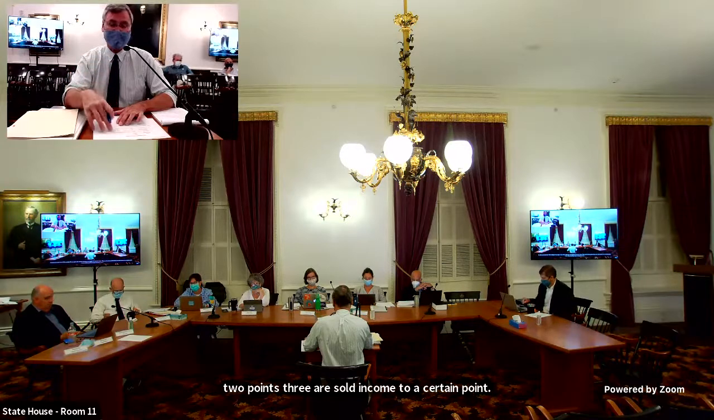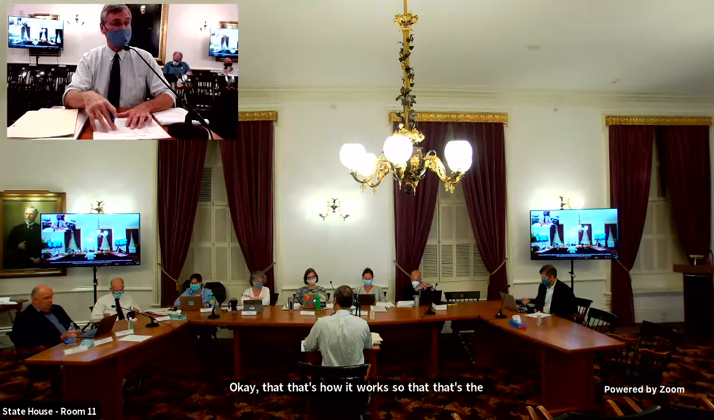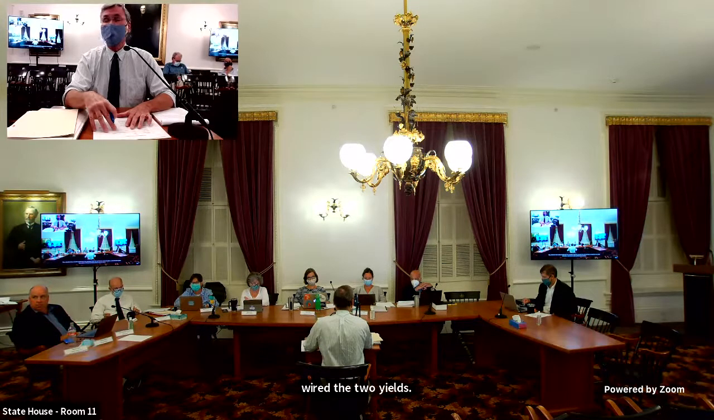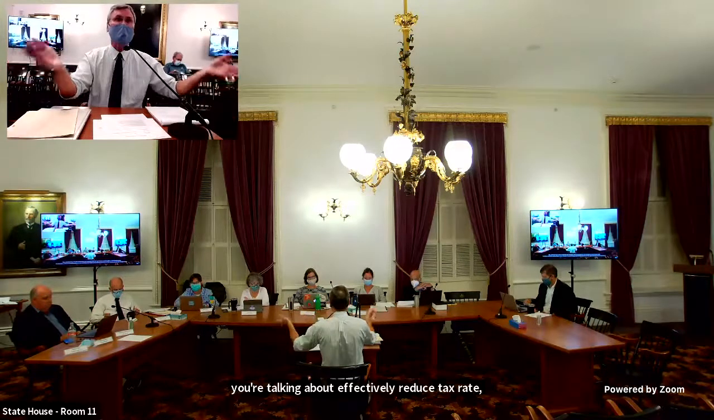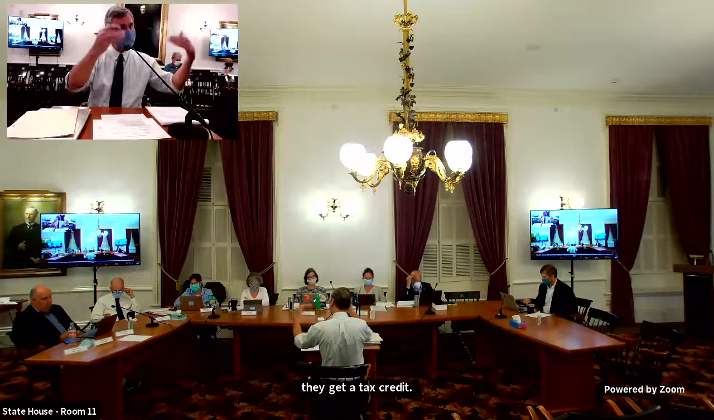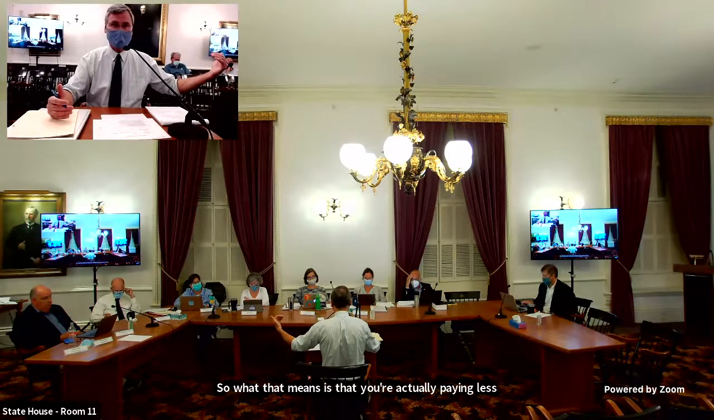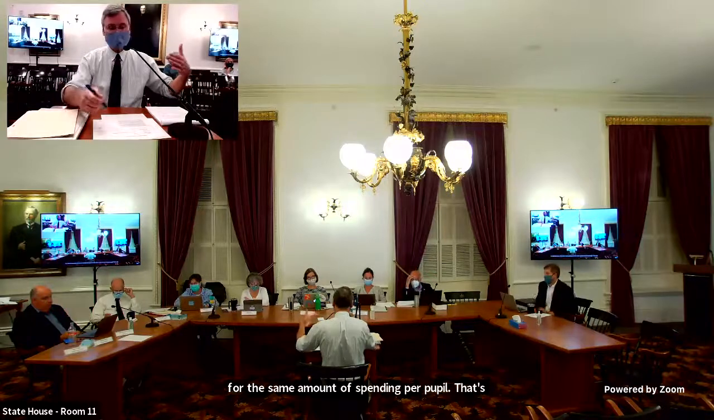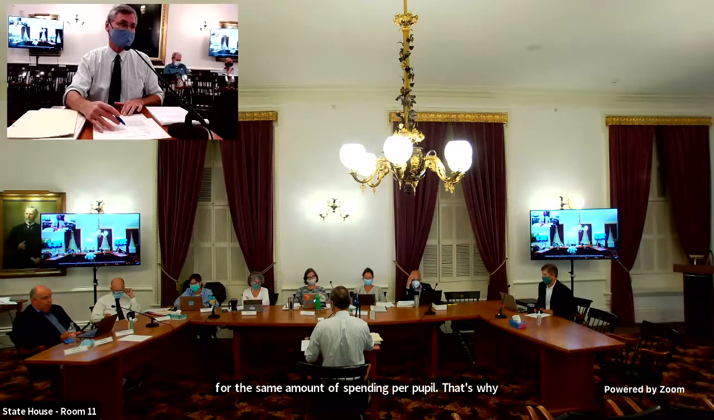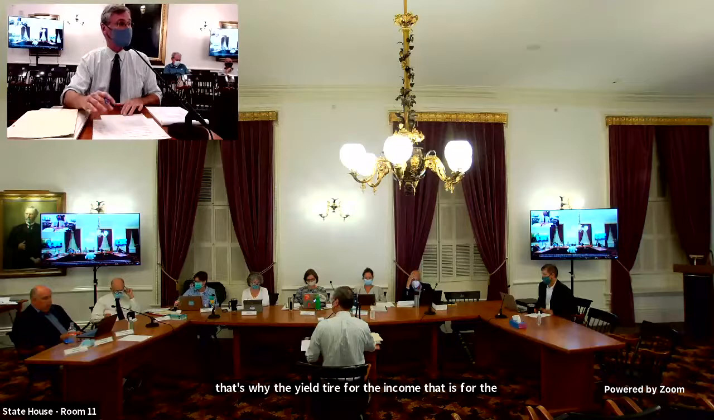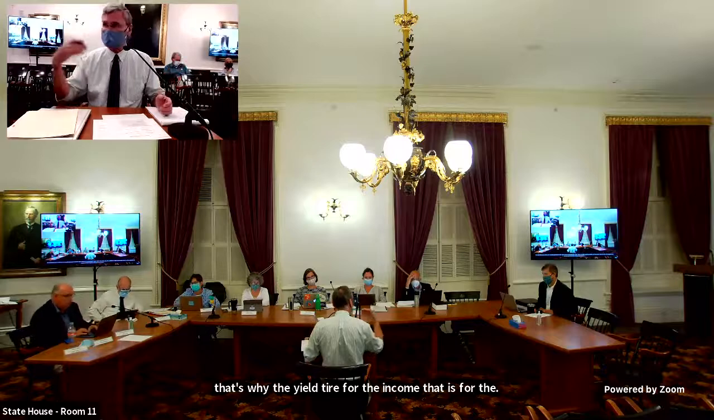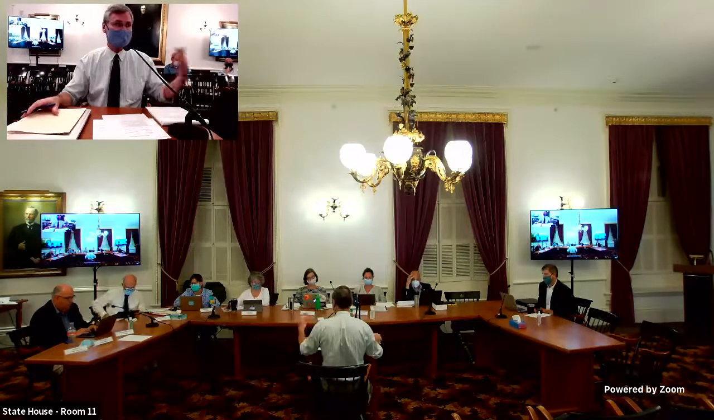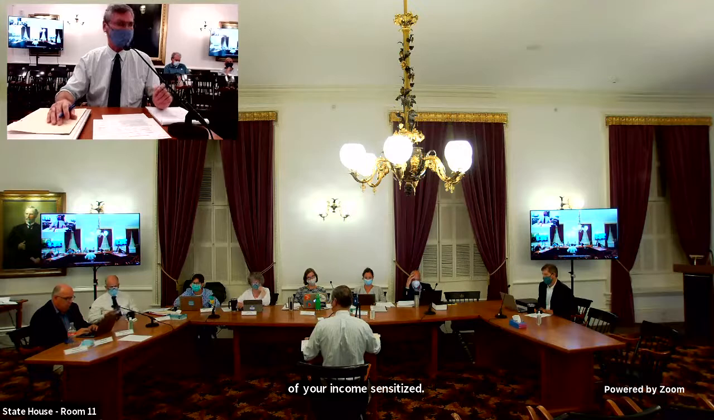So that's the calculation. Now the question for a lot of people is, why are the two yields different? Remember, when you're talking about income sensitivity, you're talking about effectively a reduced tax rate because people get money back or they don't pay money out. They get a tax credit. So you're actually paying less for the same amount of spending per pupil. That's why the yield is higher for the income than it is for the property tax. For all practical purposes, you have a lower tax rate because of income sensitivity. You're spending less because you get a tax credit. Does that make sense, folks?